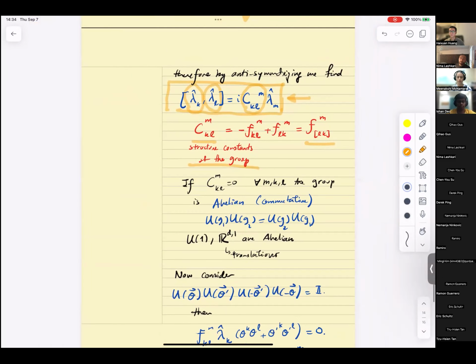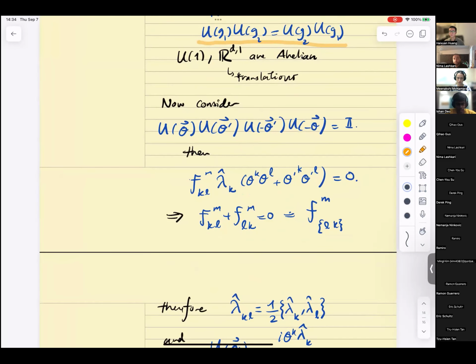Now, if the group is abelian, all of these vanish. And you can show that U of g1 U of g2 is U of g2 U of g1. An example would be translations, R^d, or U(1). But in general, it's not. Therefore, these are not zero. They're structure constants of the group. They're very important.